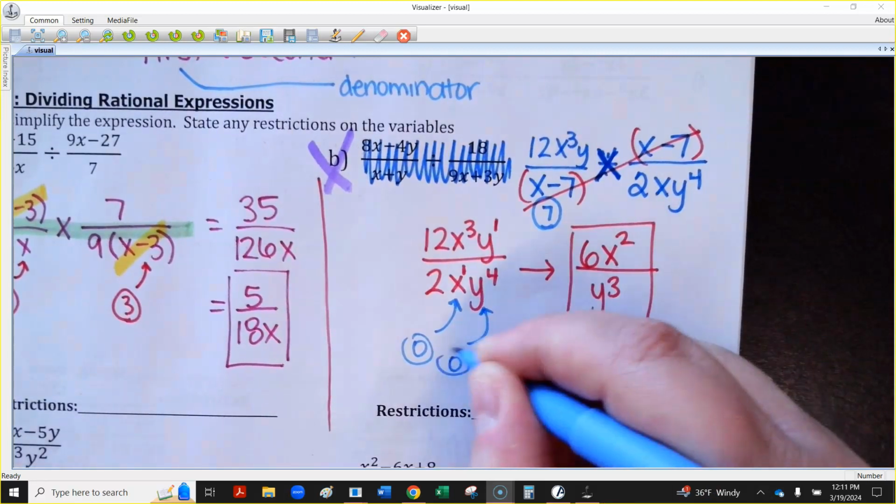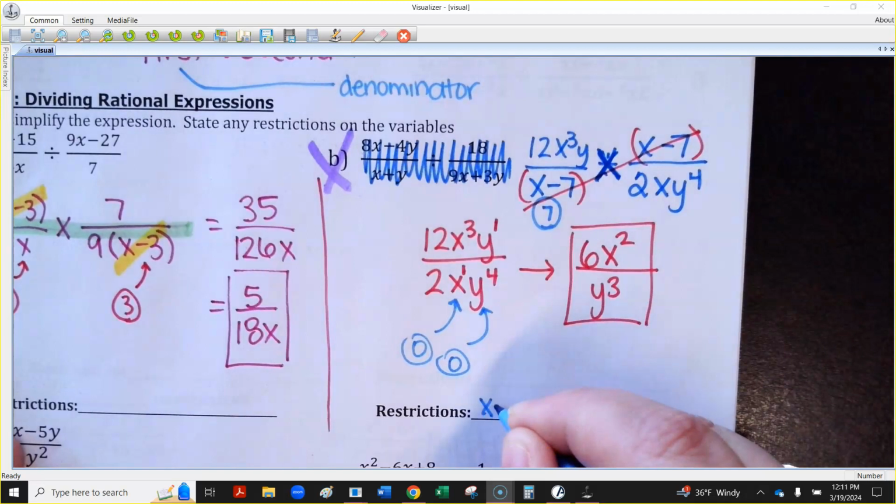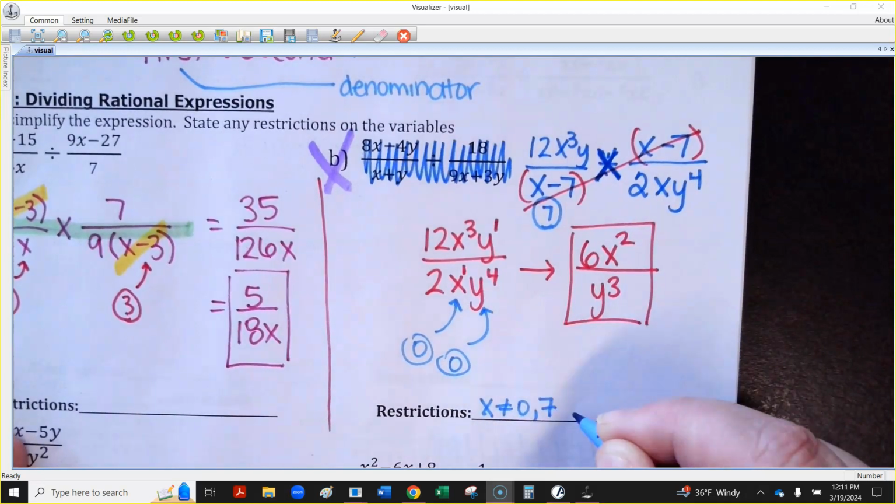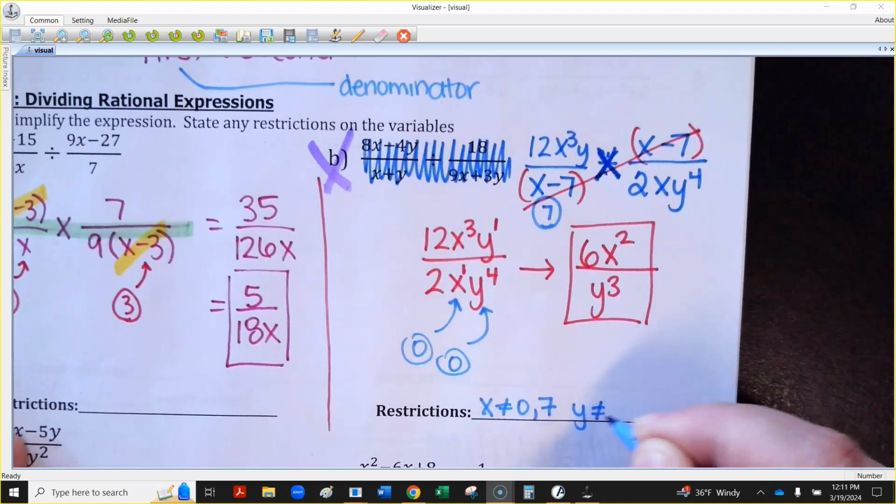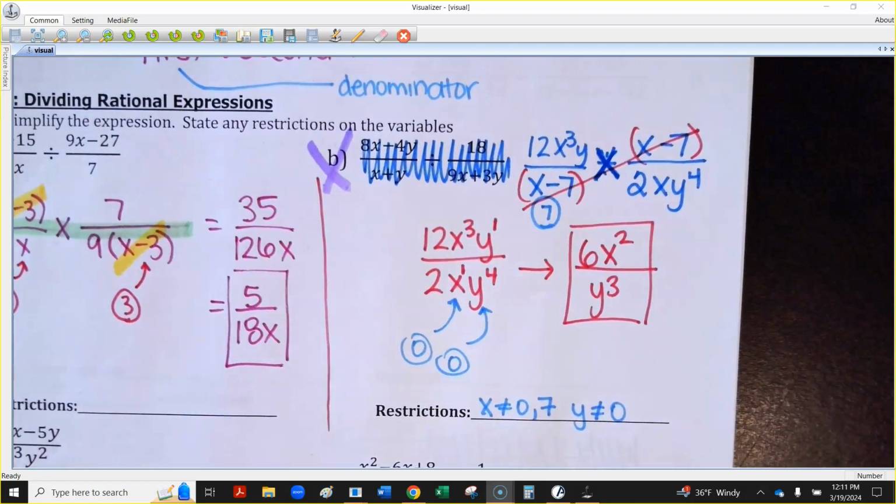So this one's a little bit weird for my restrictions. I'm going to say x can't be 0 or 7, and then I would have separately y can't be equal to 0. So if you have something like that where you've got a couple variables multiplied together, plugging in 0 for either of those variables would wipe out that denominator. All right, anybody have a question?